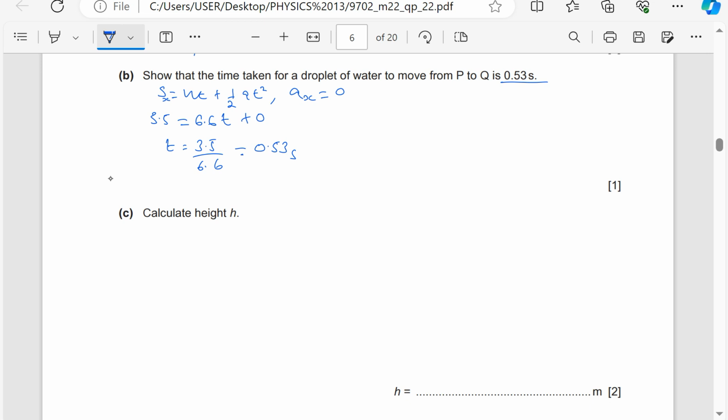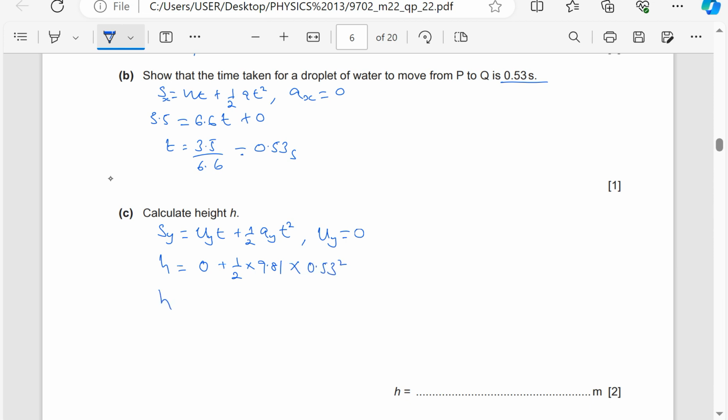Of course, the time is going to be the same, but this time I'm going to consider s in the vertical, which will be initial velocity in the vertical times t plus a half acceleration in the vertical times t squared. The time is the same. Remember, initial velocity in the vertical is 0 because initial motion was in the horizontal. So s in the vertical is h. Initial velocity in the vertical is 0 times t, that is 0, plus a half times g, which is 9.81, times the time, which is 0.53 squared.